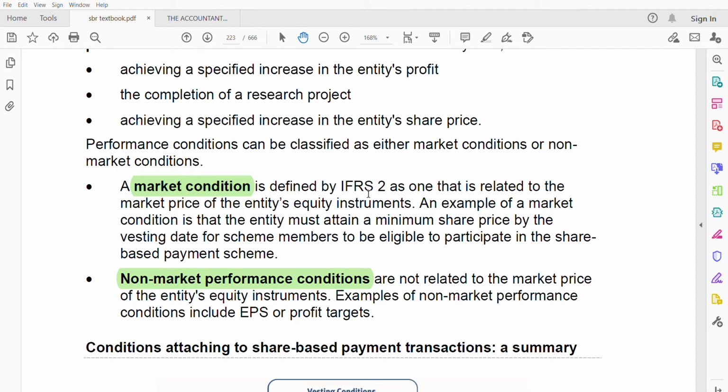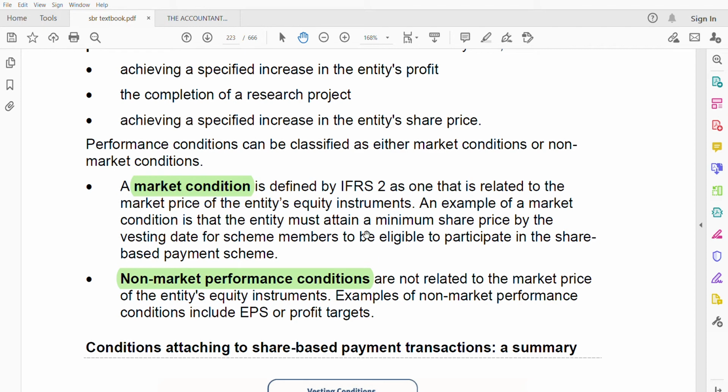For example, if they say entity must get a minimum share price, they must achieve this much of share price. Minimum at least they must achieve by the vesting day. That means when they are going to actually receive the share, by that day, this much share price they must have achieved. For the scheme members, okay, scheme members means those employees who are under the scheme, who are entitled to be eligible to participate in the share-based payment scheme. Understand? So this is a market condition, because share price is not something which you can control. It's not in your hand. It's based on the market.